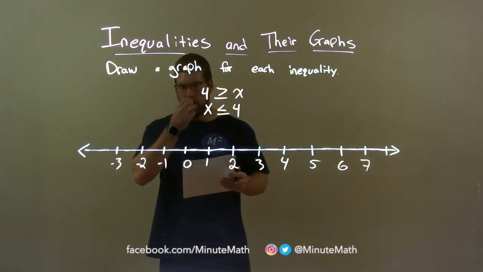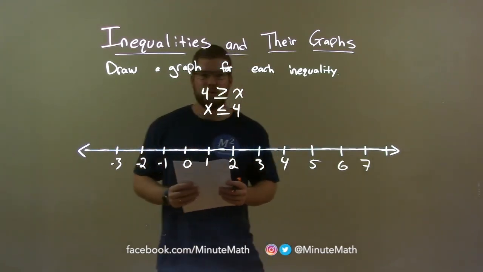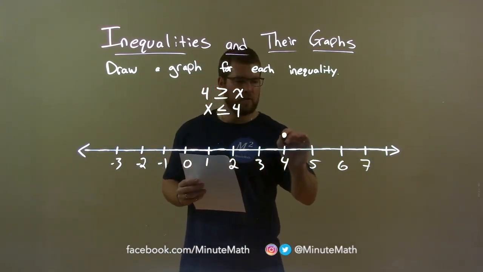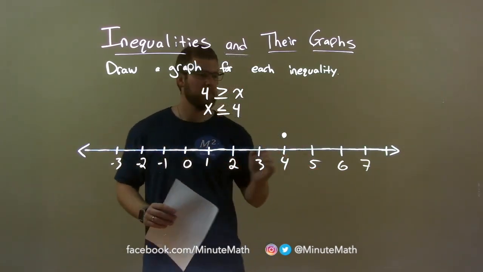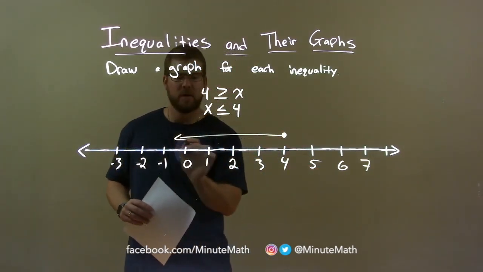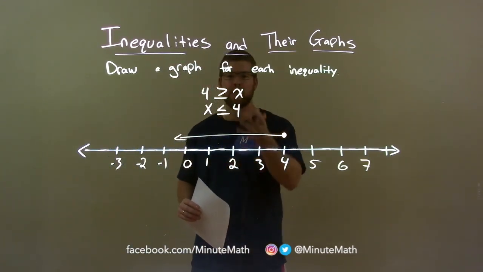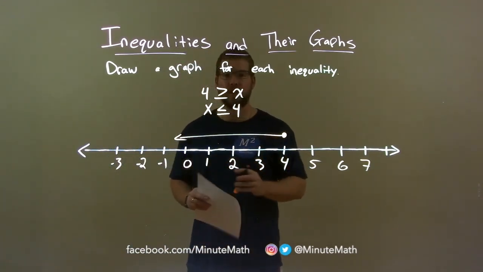All right. Well, they tell us that x can equal 4. That means we have a closed circle right there at 4. X is also less than 4, so we're going to shade to the left, and there we have our answer. Our graph for 4 is greater than or equal to x.